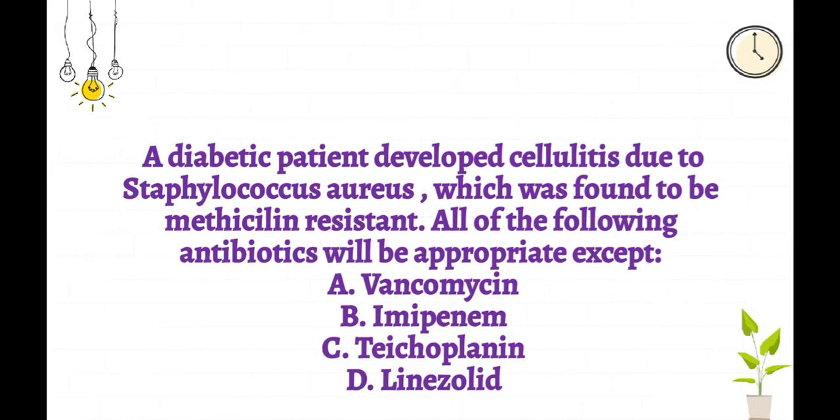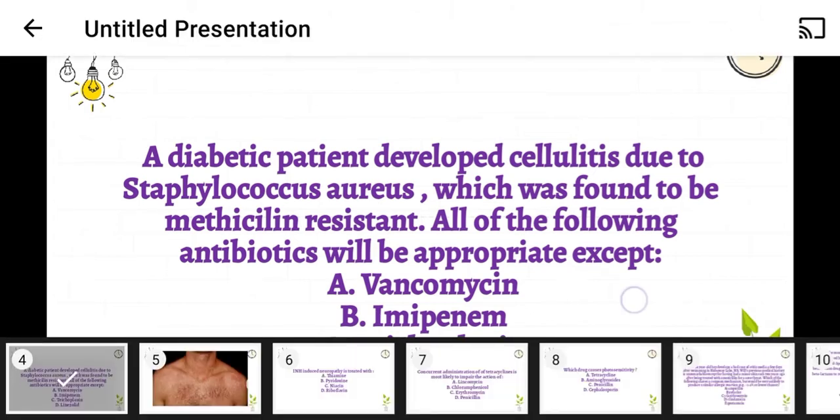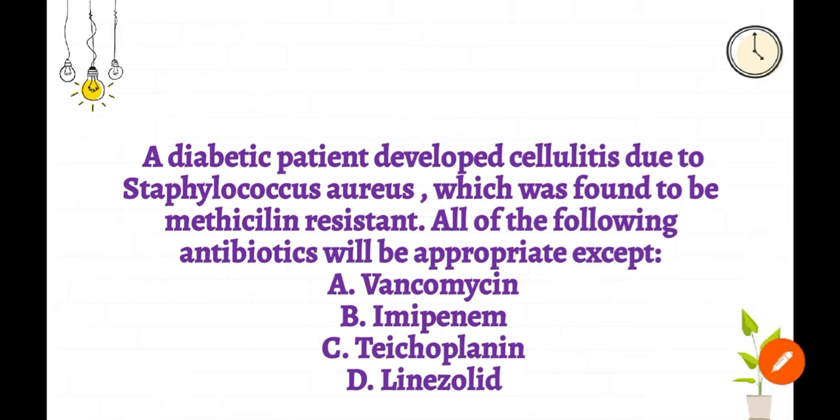Next question. A diabetic patient developed cellulitis due to Staphylococcus aureus, which was found to be methicillin resistant. All of the following antibiotics will be appropriate except option A, vancomycin. Option B, imipenem. Option C, teicoplanin. Option D, linezolid. So answer is imipenem. Carbapenem group of drugs, imipenem, is not effective in methicillin resistant infection.